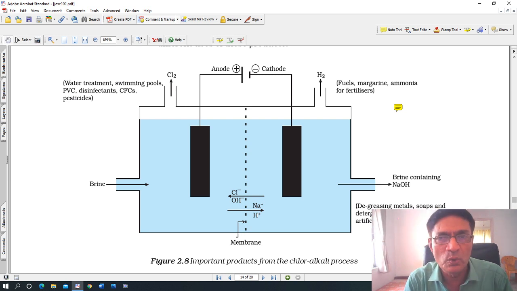What do municipalities do? They take drinking water which is to be purified and given to households.